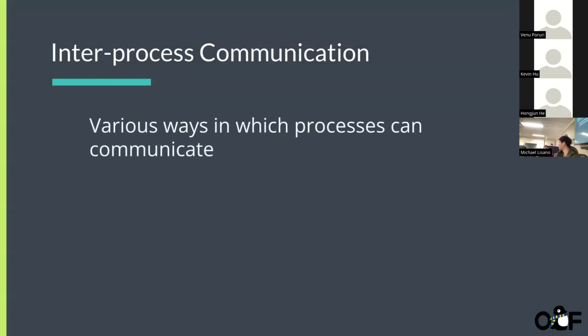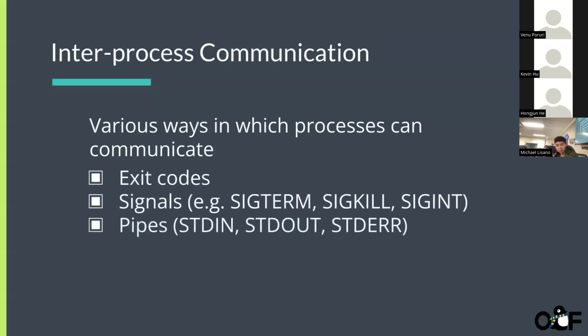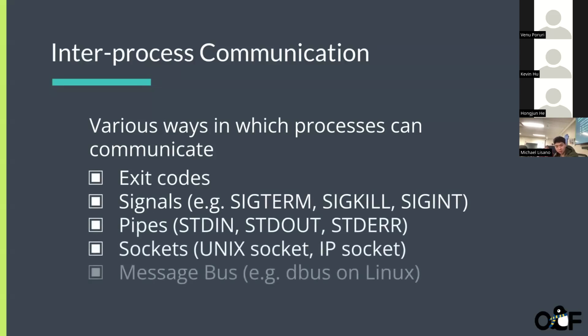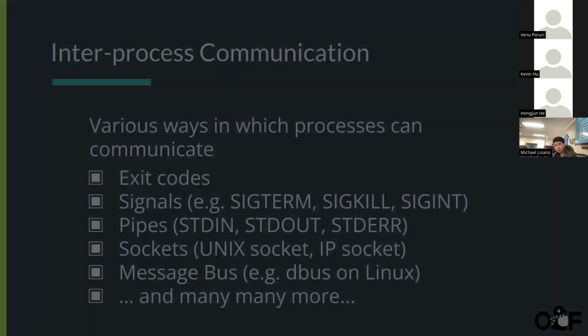And now we talk about inter-process communication, which is essentially the various ways in which multiple processes can communicate with each other. The first are going to be exit codes, signals, pipes, sockets, and the message bus, such as dbus on Linux. There are also a lot more that we're not going to talk about.